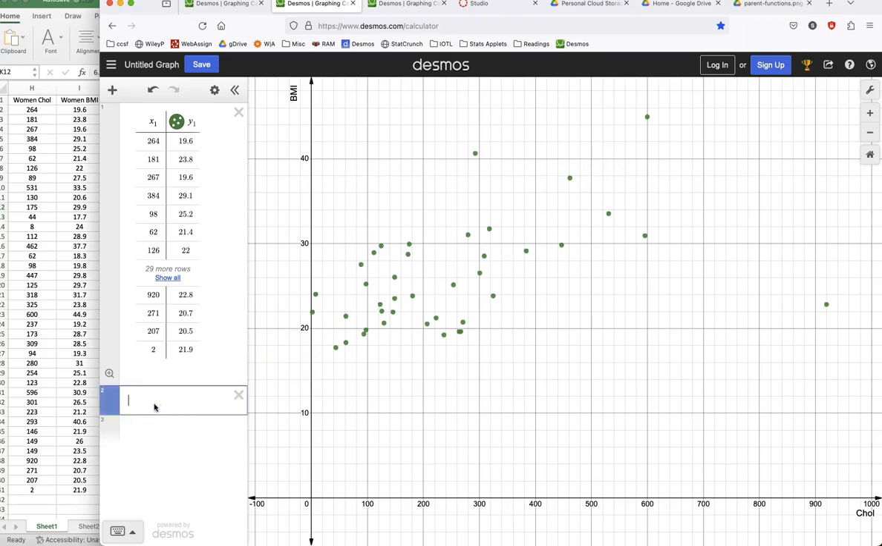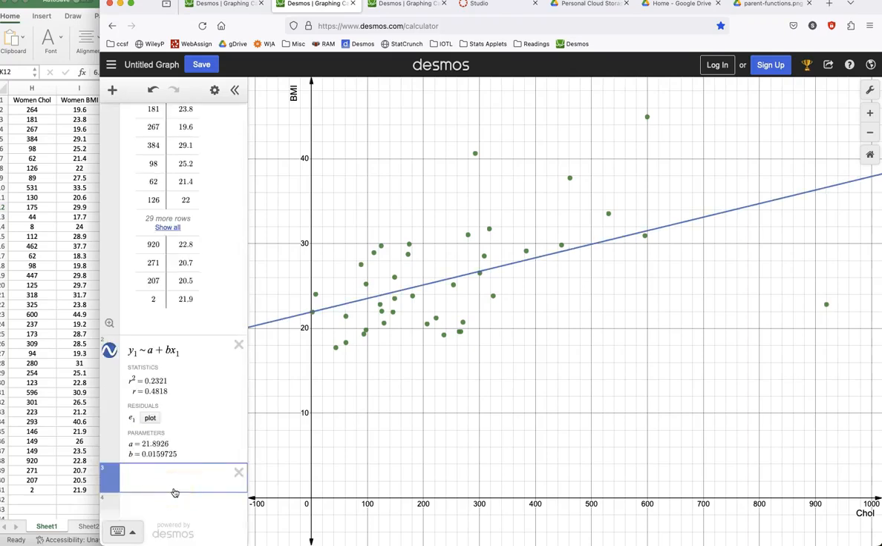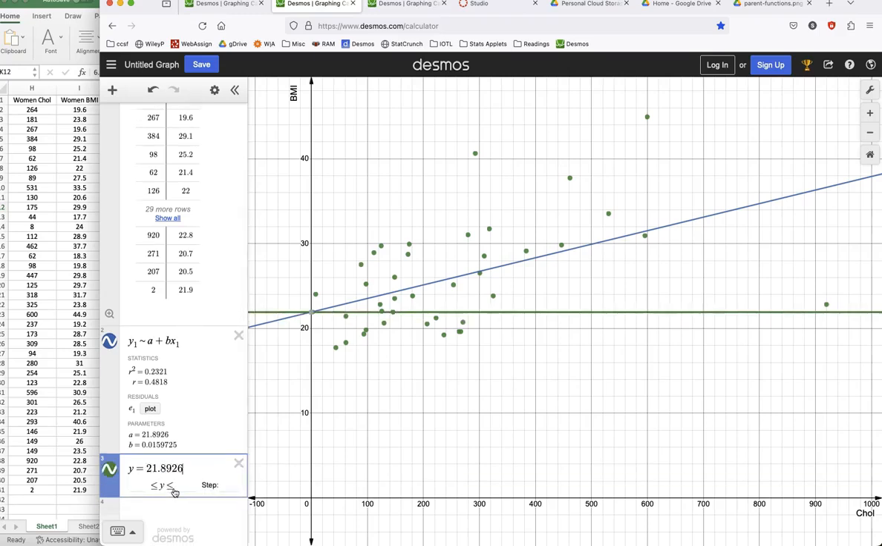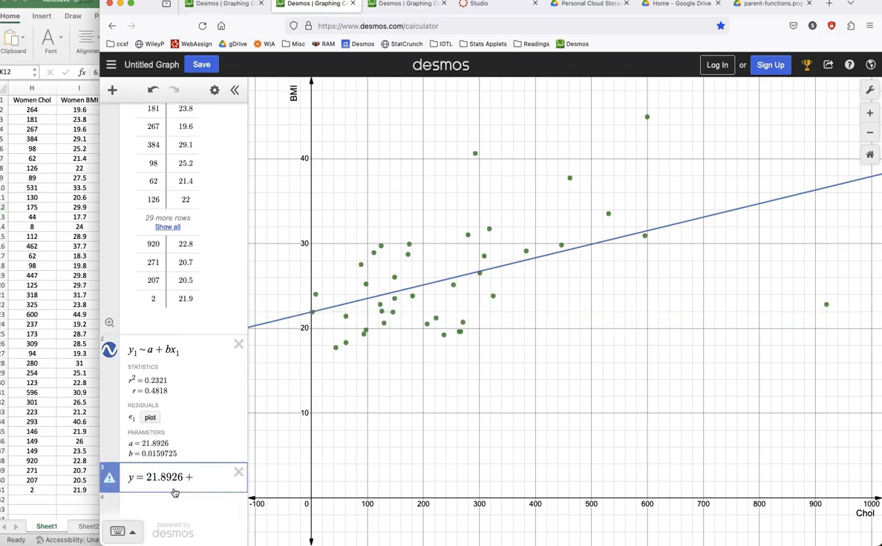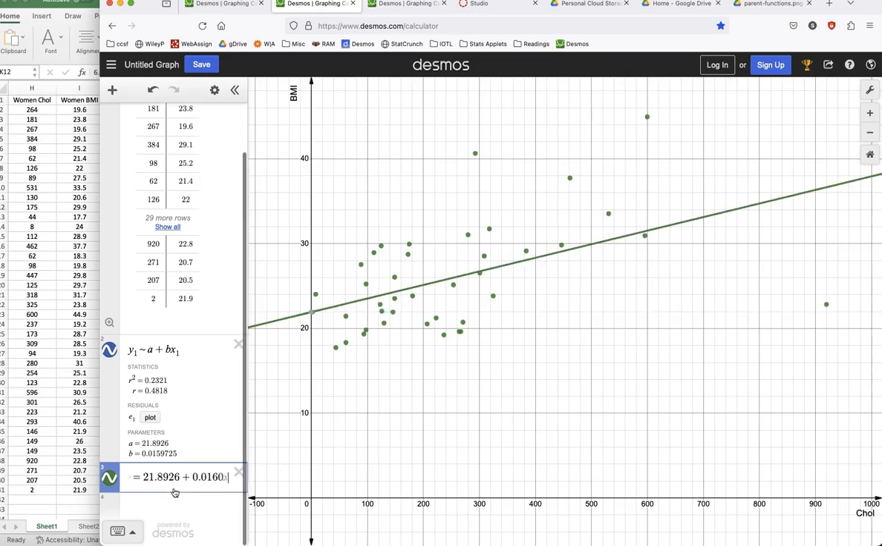With desmos.com, now that we have a column for x sub 1 and y sub 1, we simply type y underscore 1 to have y sub 1 show up, and then tilde a plus b x sub 1. We have the linear equation y equals a is 21.8926 rounded to 4 decimal places, plus b is 0.0159, but rounded to 4 decimal places, 0.0160, and don't forget x.